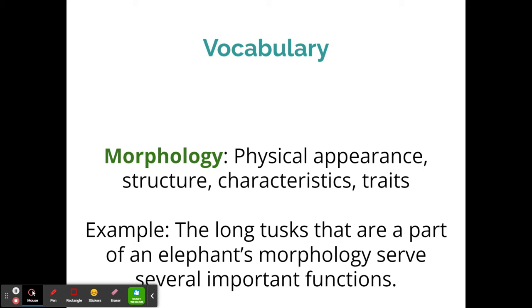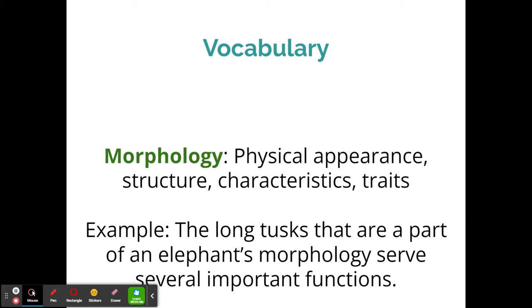As we do that, let's look at today's vocabulary word. Today's vocabulary word is morphology. Morphology is the physical appearance, structure, characteristics, traits. Any of those words could be substituted for the word morphology.